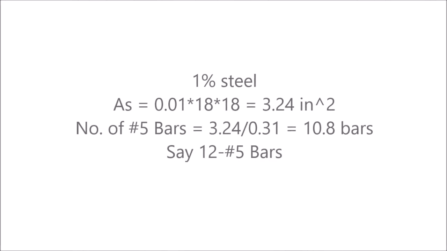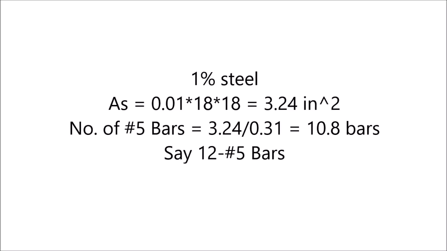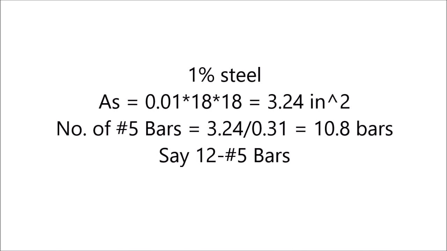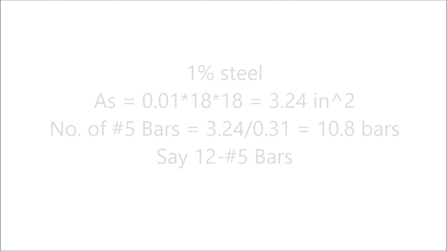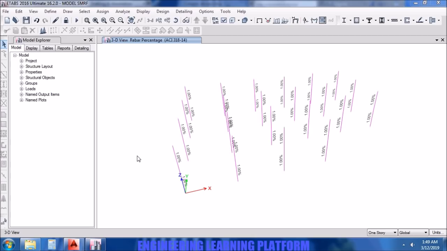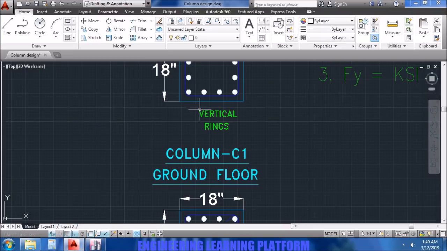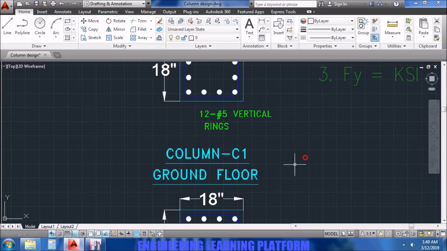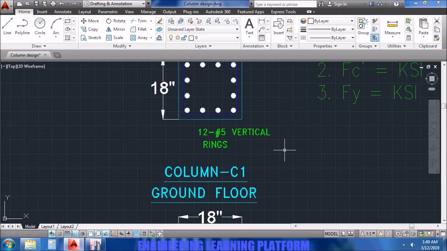1% steel means 0.01 times the gross section of the column, which gives us 3.24 inches squared, and the number 5 bar has an area of 0.31. So dividing the area of steel required by the one bar area gives us approximately 10.8 bars. But since we cannot provide fewer than 12 bars according to the situation we are given, we have to be symmetric in both directions since it is a square column.